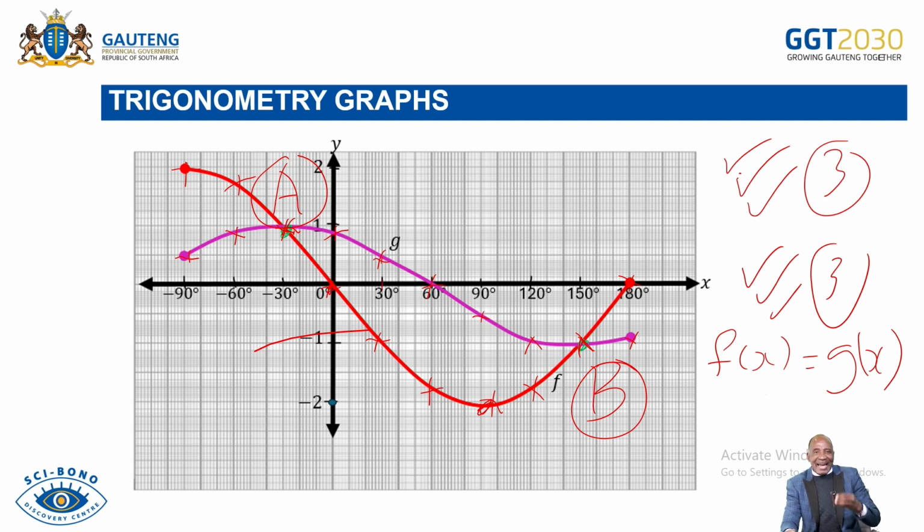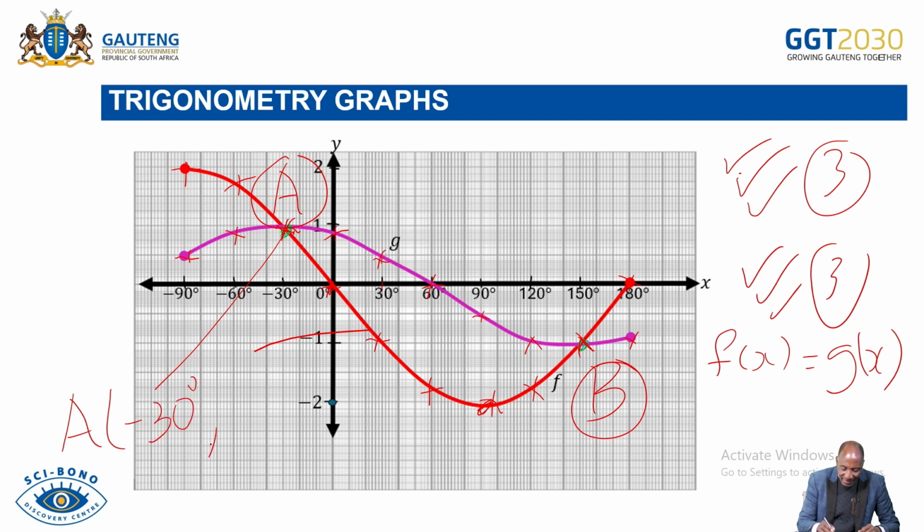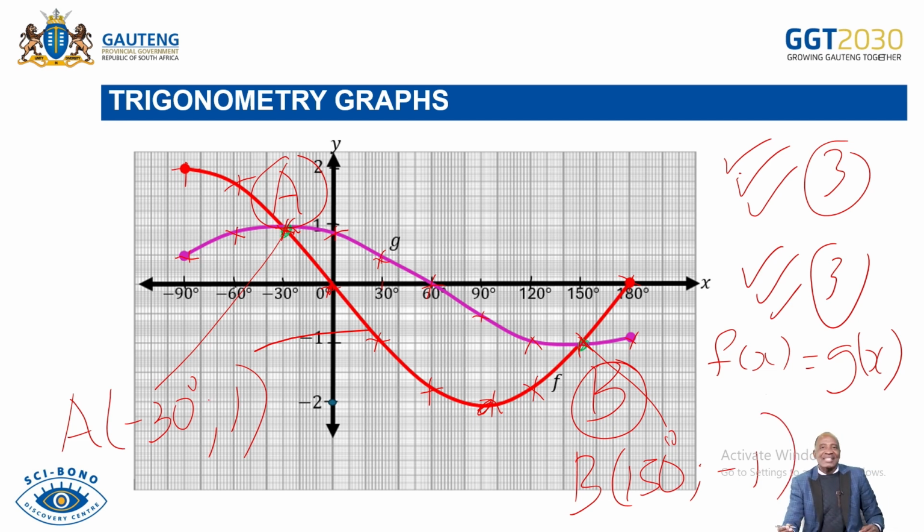Determine the value of x for which f of x is equal to g of x. They didn't say write down the coordinates of the points of intersection. That could be another question. In terms of coordinates, you are going to identify this point A as negative 30 degrees, 1. Then you come to this other point B. The coordinates are 150 degrees. We always start with the horizontal and then negative 1. Those are the points now. If the question required you to determine the coordinates of the points of intersection, this is how you could have answered the question.